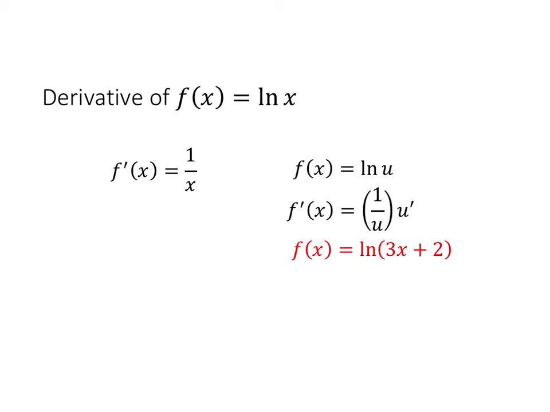So let's look at an example here. Let's say we've got f of x is equal to the natural log of 3x plus 2. So using chain rule, how would we get the derivative of that log function? That simply becomes 1 over 3x plus 2 times the derivative of 3x plus 2, which is 3. So pretty straightforward in terms of using chain rule, how we deal with natural logs.